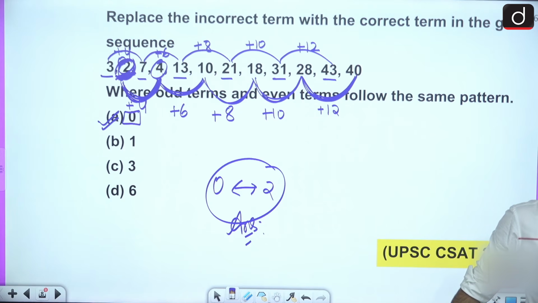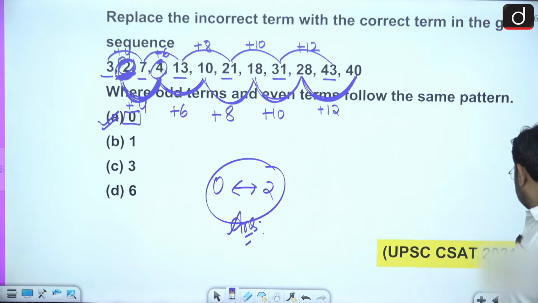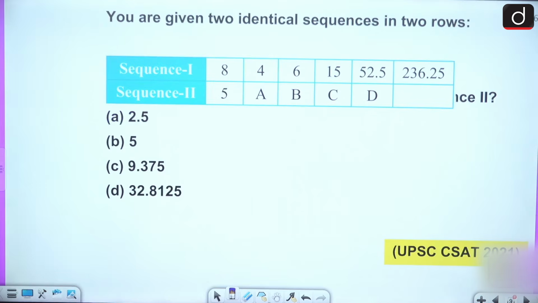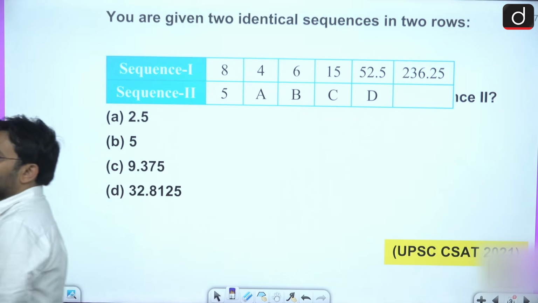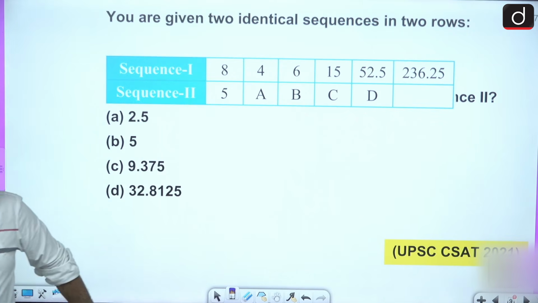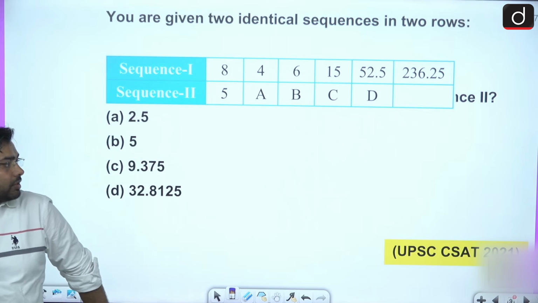Find it out. Now this one is from 2021. And you simplified a question like this just in the starting of the class.